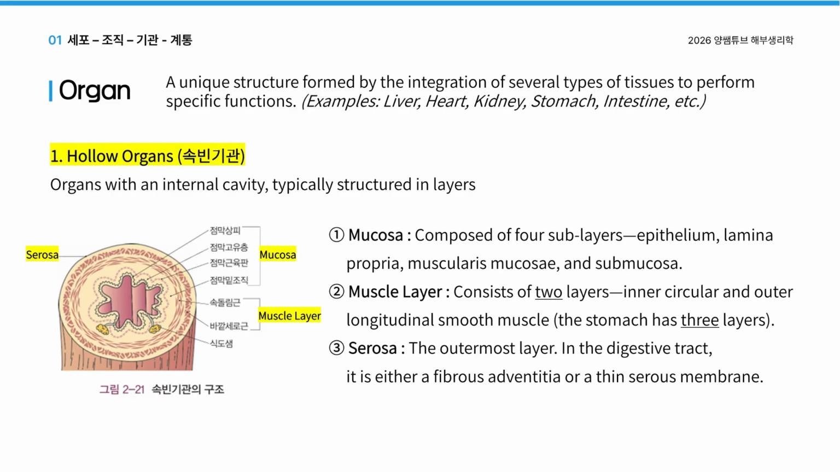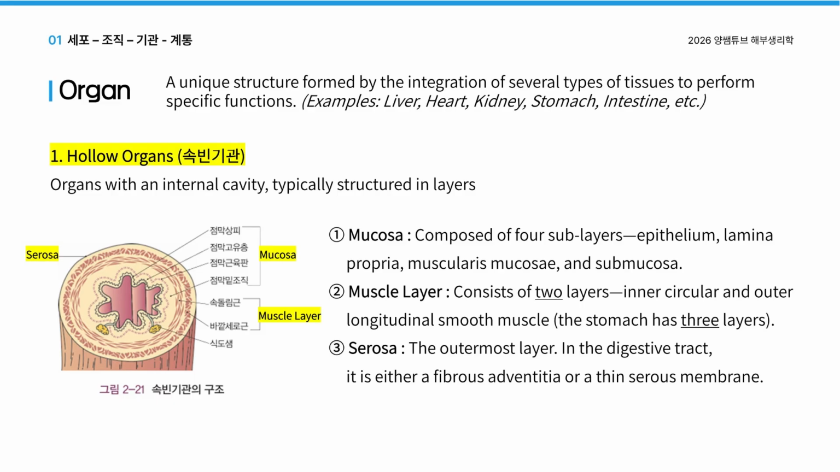We've learned about individual tissues, but how do they actually work together? Today, we're stepping up to the next level, the organ. By definition, an organ is a unique structure formed by integrating several types of tissues to perform a specific function. Think of your liver, heart, or stomach. Each is a specialized machine made of multiple tissue parts.